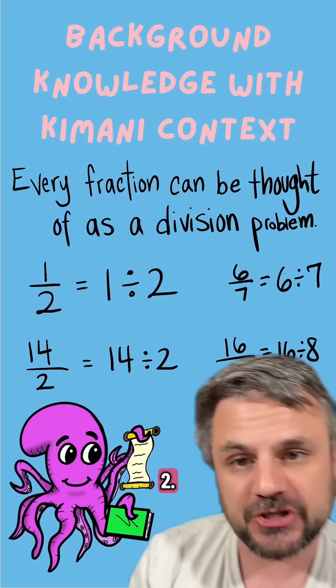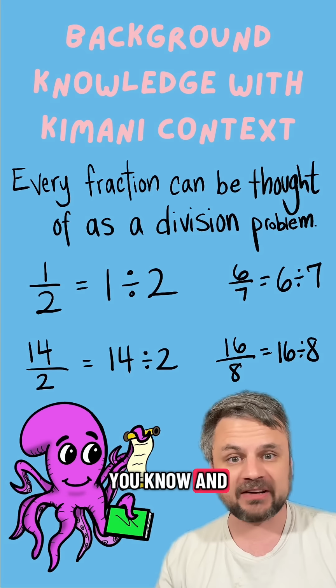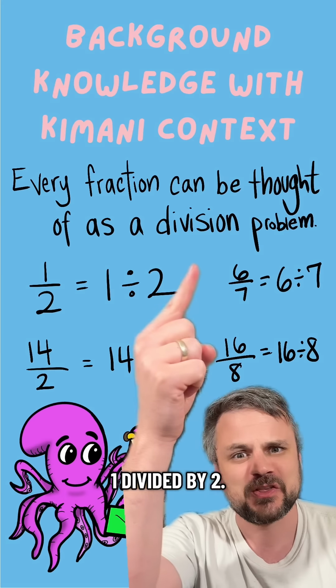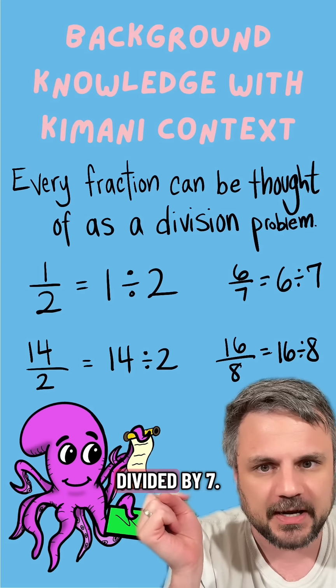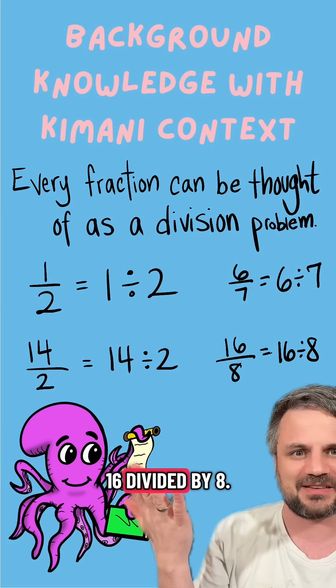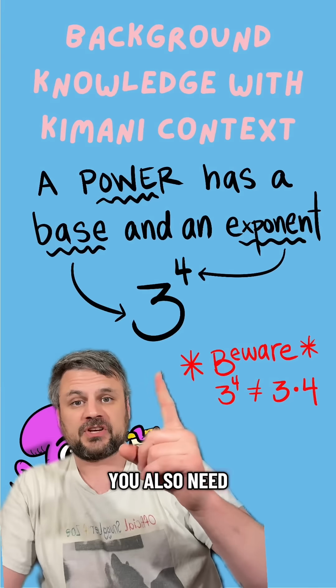Background information number 2. Every fraction that you know and love in the world can be thought of as a division problem. 1/2, that's just 1 divided by 2. 6/7, that's just 6 divided by 7. 14/2, that's just 14 divided by 2. 16/8, that's just 16 divided by 8. Works every time.